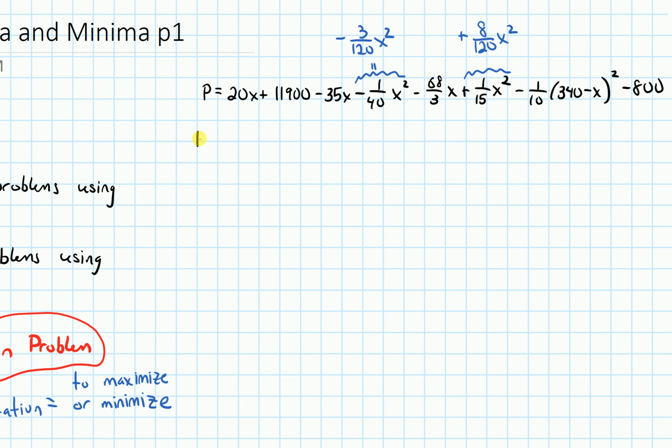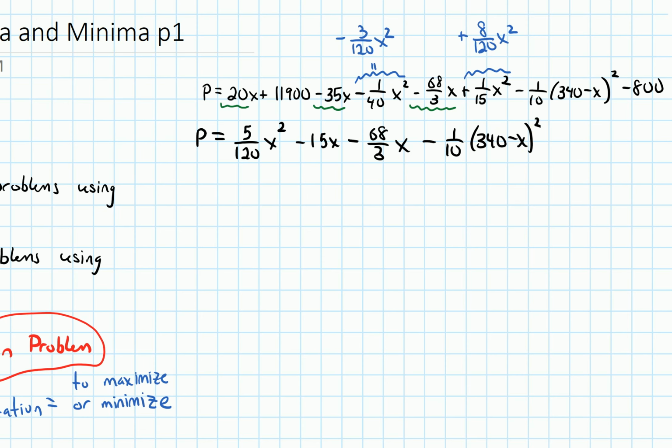So combining those, we get p equals, let's write the x squared term first. 8/120 minus 3/120 is going to be 5/120 x squared. And then we have the x terms, so there's 20x, there's minus 35x, and there's the minus 68/3 x. I know 20x minus 35x is minus 15x, and then we have minus 68/3 x. Then we get minus 1/10 times (340 minus x) quantity squared minus 100. So a little bit simplified, but still a number of terms here.